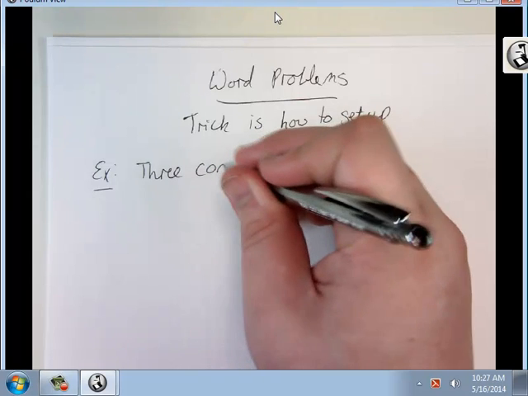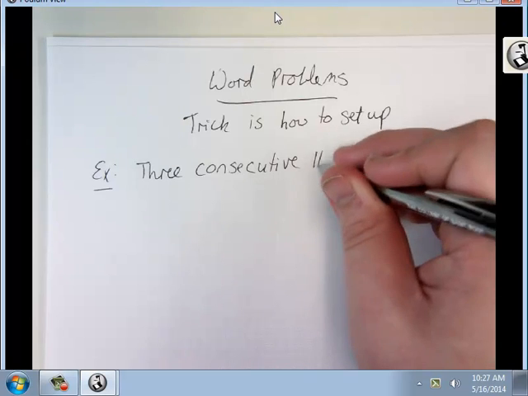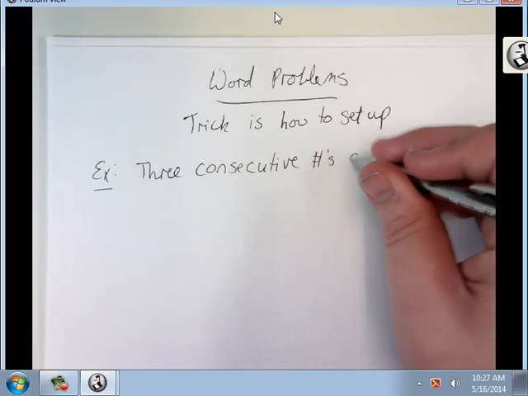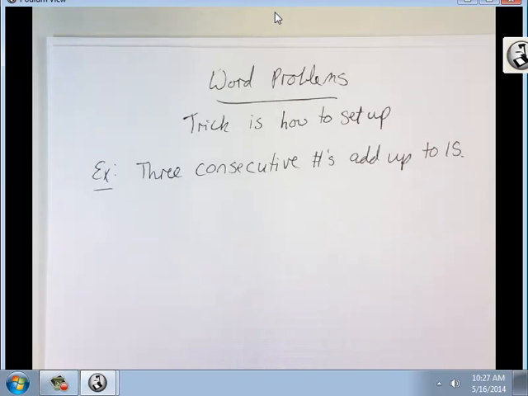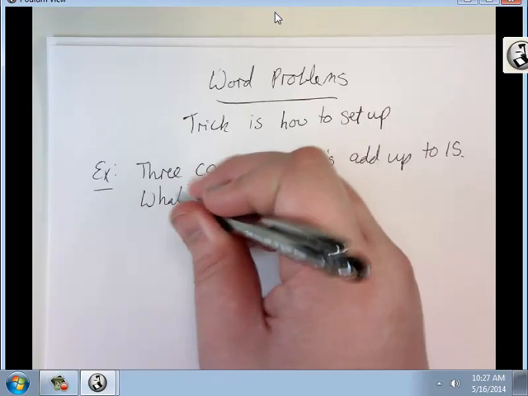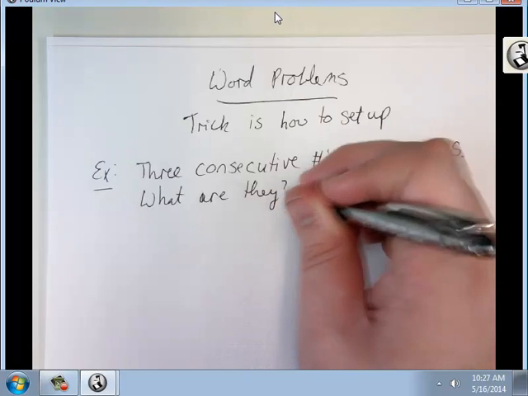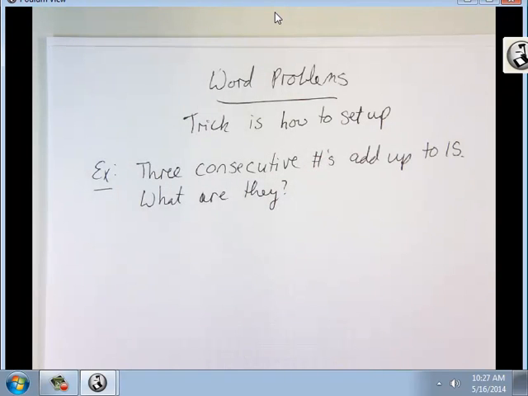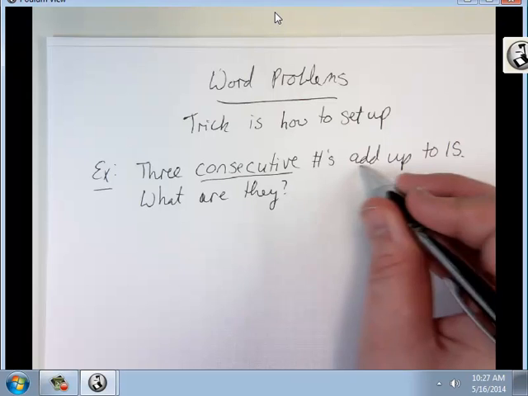Three consecutive numbers add up to 15. What are they? First thing you've got to look at is what information is given. We know that they are consecutive and they add up to 15.